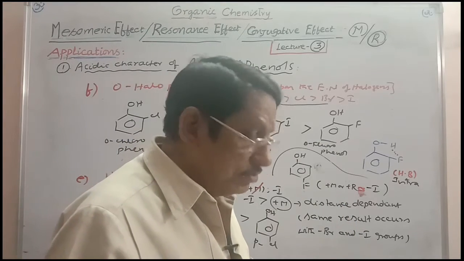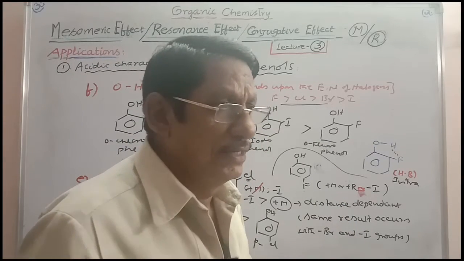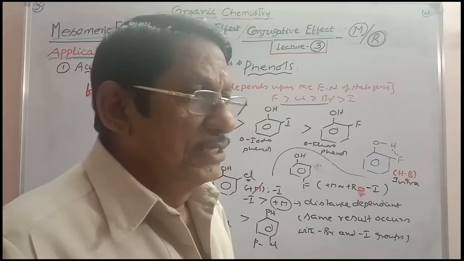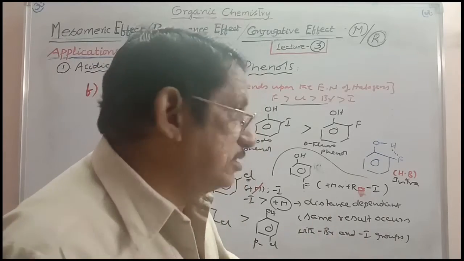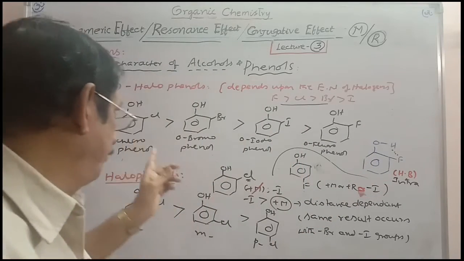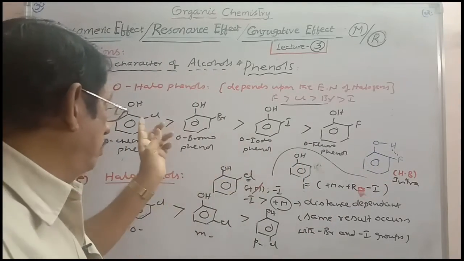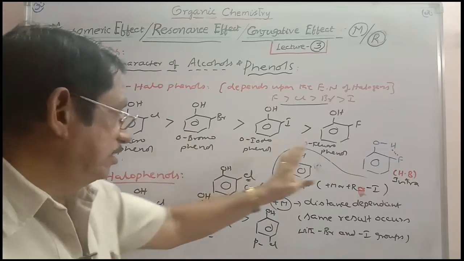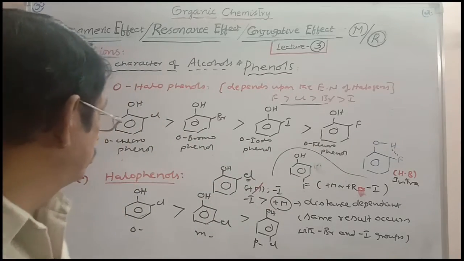And so due to the intramolecular hydrogen bonding in the case of orthofluorophenol, the acidity is decreased to such an extent that its acidity is even less than orthoiodophenol. So this is the orthohalophenol's acidic character. This is the decreasing order. Okay? Please note it.